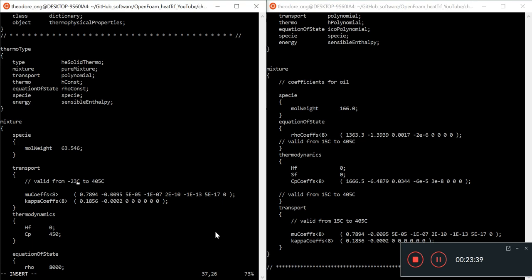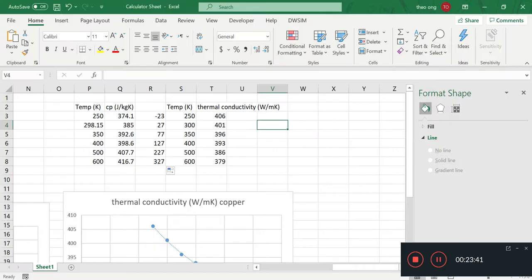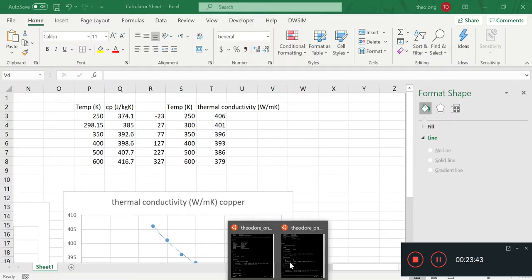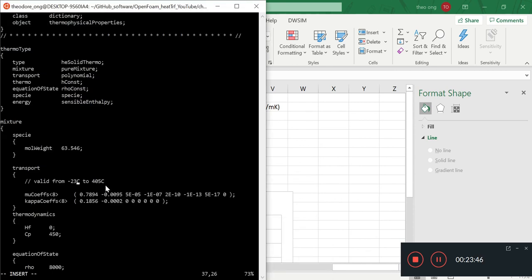Minus 23. Okay, minus 23 to 327. Okay, so write it in and save. Okay, so mu coefficient, we just leave it as 0 all the way. So 1, 2, 3, 4, 5, 6, 7. So that's 8 zeros there, leaving the mu as 0, basically.